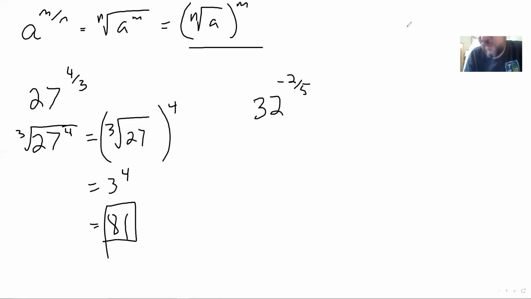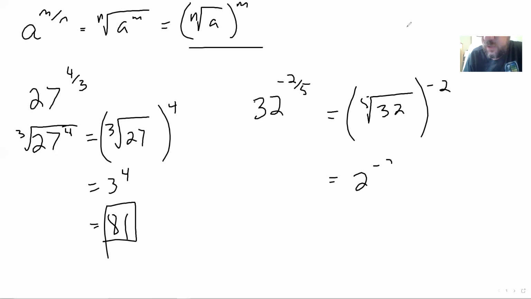Negatives work the same way negative powers always do. You flip things over. So 32 to the negative 2/5, I'm going to think of that as, 5 is the index, so the 5th root of 32, all to the negative 2 power. 5th root of 32, I'll let you work that out, but it's 2. 2 to the 5th is 32. So this is really just 2 to the negative 2, which is 1 over 4.